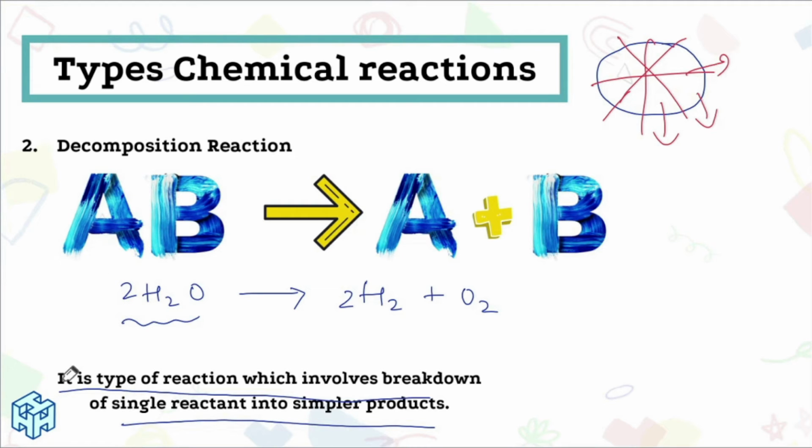Similarly, decomposition is a type of reaction which involves the breakdown of a single, larger reactant into simple products. For example, H2O is a large component. We are dividing it into hydrogen and oxygen. Let me understand some more examples. Take lime, CaCO3, calcium carbonate. Now this is broken into CaO plus CO2.